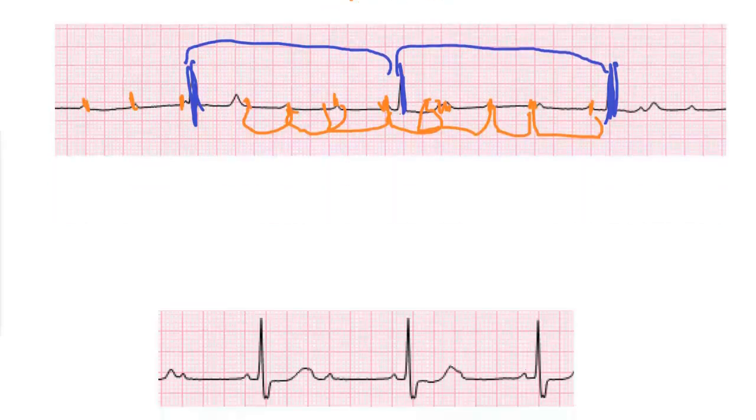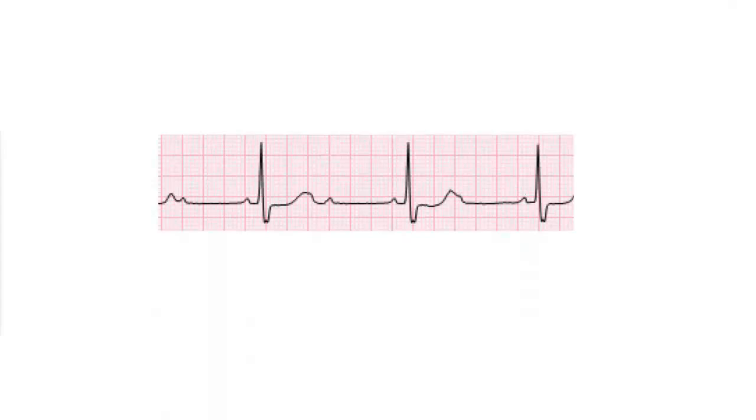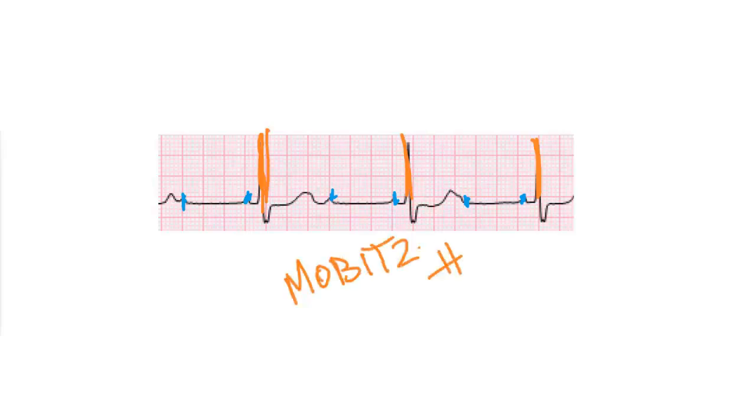And then the last example we have here, you can see that we have the P waves, and then we have the QRS. So you can see that here the PR interval is not changing, but not after every P wave we get a depolarization. Okay, so this is an example of a Mobitz 2 heart block. So here in this example, after every 2 P waves we get 1 QRS. 2 P waves, 1 QRS.